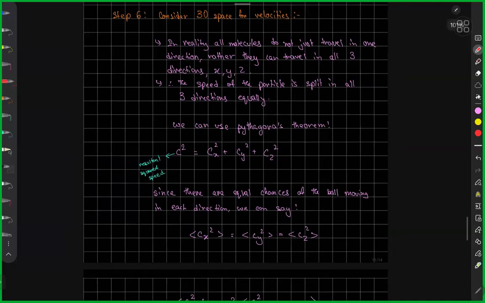So I can now use something very interesting in maths. Technically, the speeds are split in all three directions for the total system. Now, using the Pythagoras theorem, I do something very interesting over here. I say that the resultant speed, whatever it is, has a component in the x direction, a component in the y direction, and a component in the z direction.